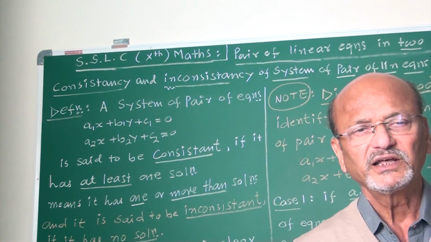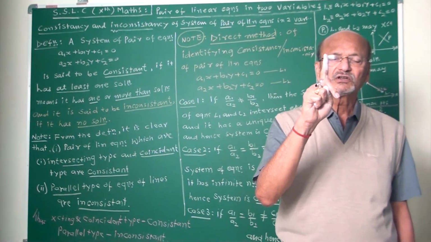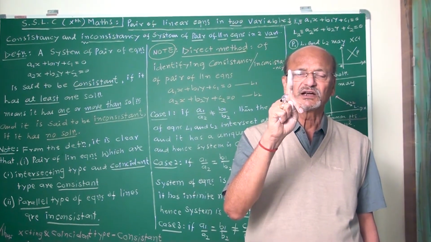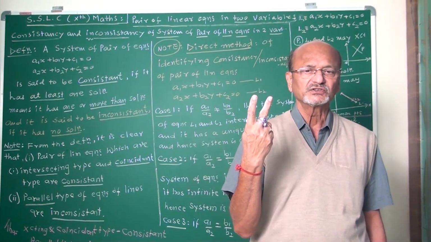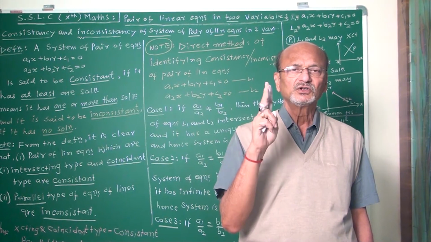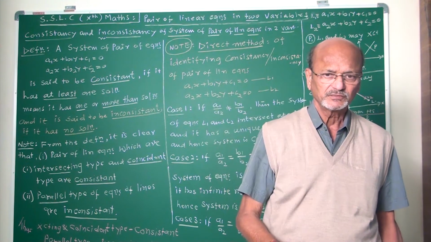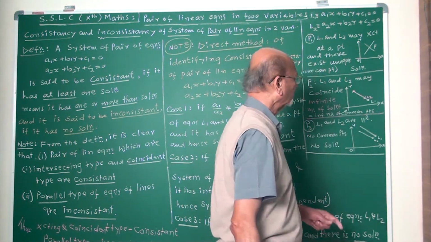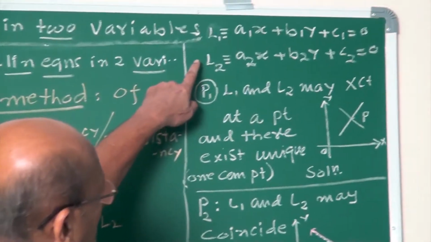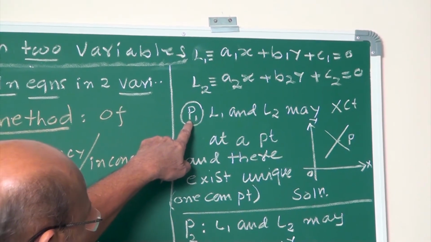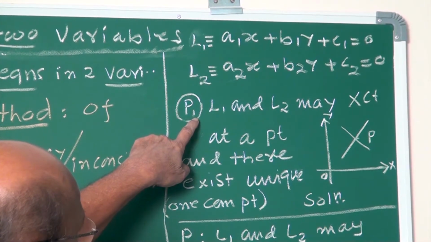When there are 2 equations, a linear equation always represents a straight line. So when there are 2 linear equations, graphically they represent 2 lines, which means there exist 3 different cases, or 3 different possibilities. The first possibility is denoted by P1. P means possibility, 1 means first.